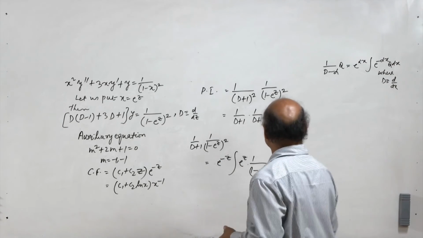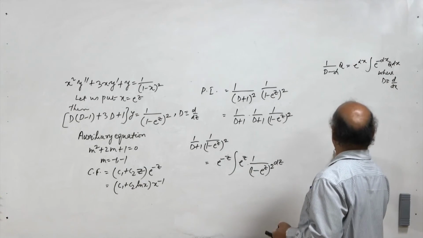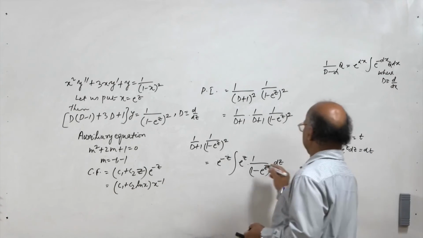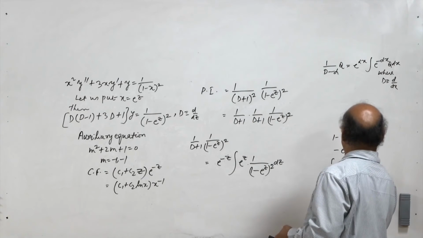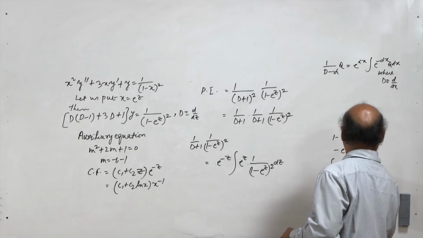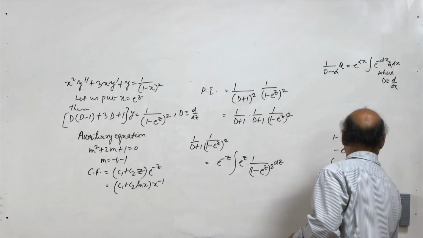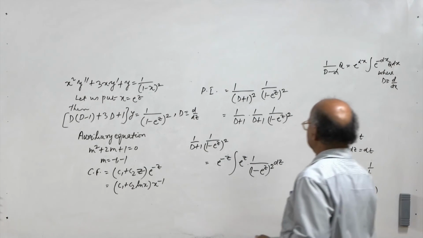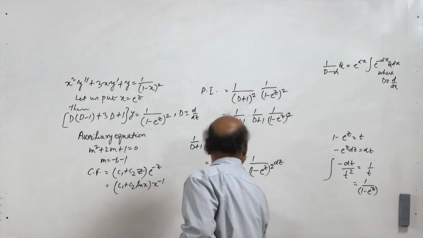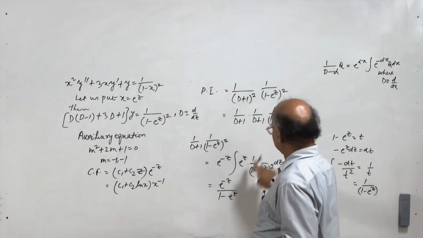Now to integrate this, let us put 1 − e^z equal to t. So we get −e^z dz equal to dt. So we will get integral −dt upon t², so this will be 1 by t, and 1 by t means 1 over (1 − e^z). So this will be e^(−z) divided by (1 − e^z). So, when 1 over (d + 1) operates on this, we will get this.